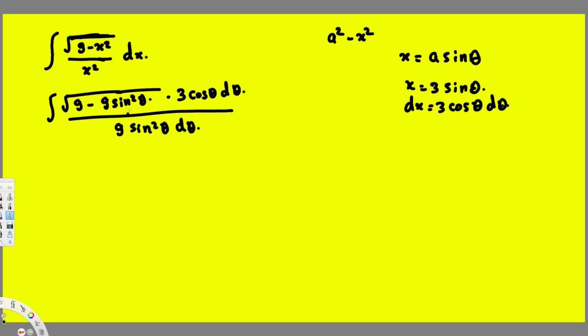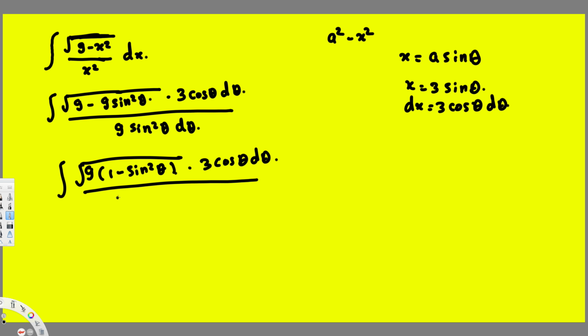Now whenever we have this kind of problem, with trigonometric substitution, the first thing we should try to do is get rid of this square root, right? How can we do that? If you notice, we can take the 9 common, so that way we can take 9 out of this square root. Let's do that first. If I take 9 common, this is going to be 1 minus sine square theta, times 3 cos theta d theta. And then in the denominator we have 9 sine square theta.